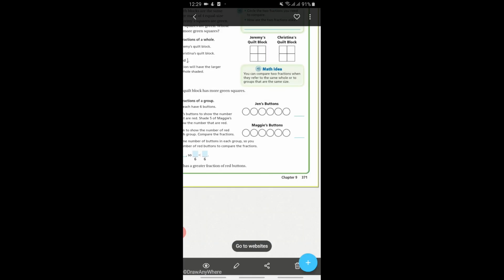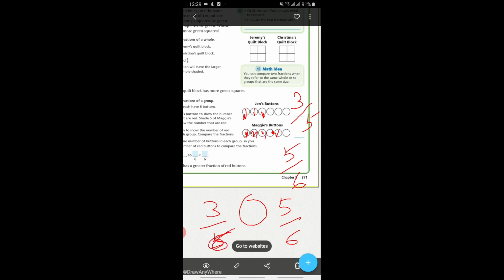Here we can say we have a total of 6 buttons. So in Jane's case we have to shade 3 only, 1, 2, 3 out of 6. So we just write down 3 divided by 6, and here we have to shade 5, 1, 2, 3, 4 and 5. We can say this is 5 out of 6. So which one is greater? If I write down 3 by 6 and 5 by 6, we have 2 fractions and we have to compare them.